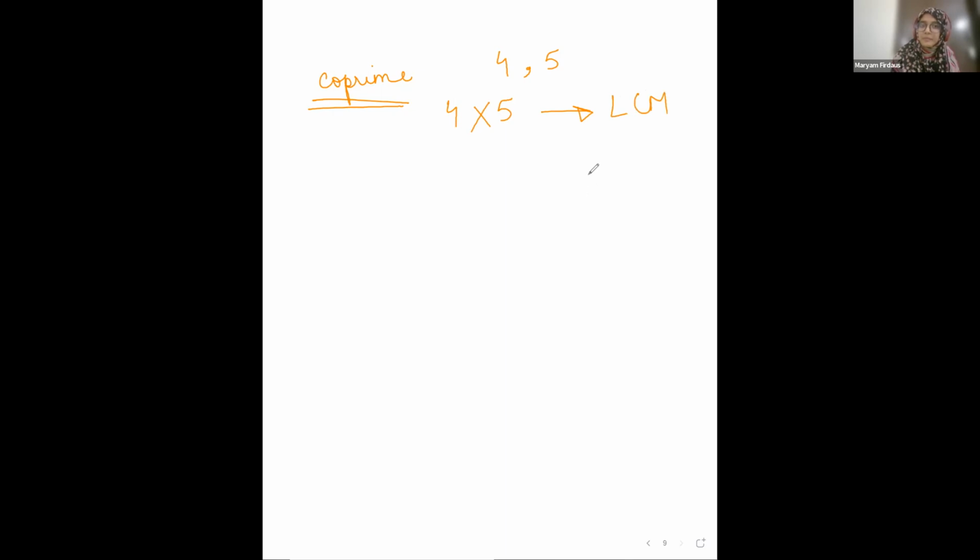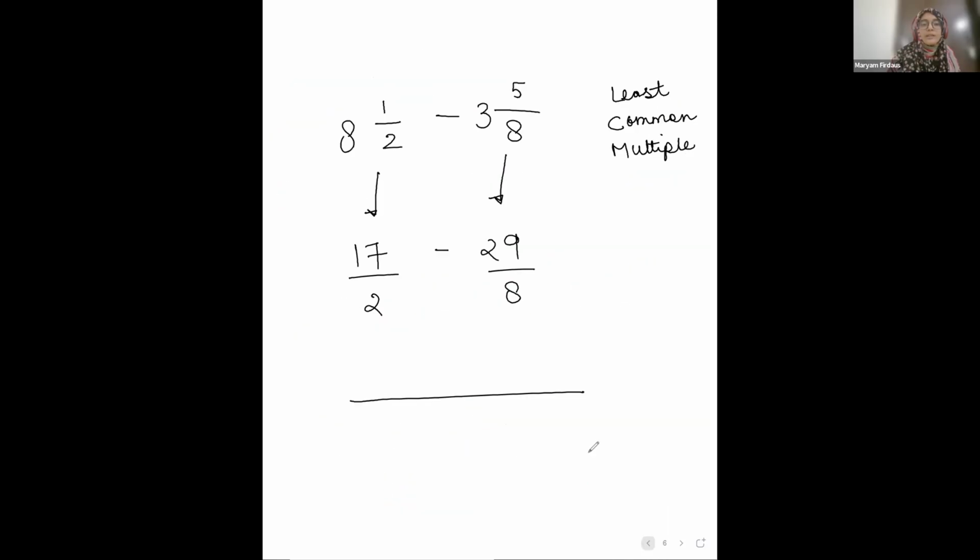Okay, so let's come back to this question. 2 and 8. Are they co-prime? No, they are not co-prime. If they were co-prime, you could have just done 2 multiplied by 8 and then that is the LCM. But they are not co-prime, so you cannot find the LCM just by that way. What do you have to do? You have to sit and find the LCM.